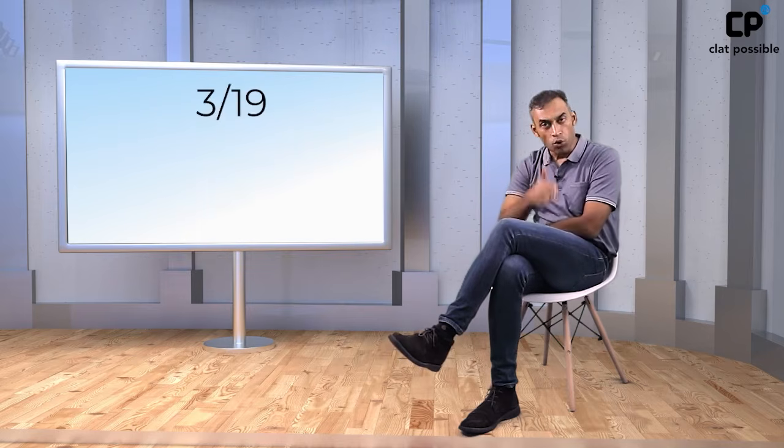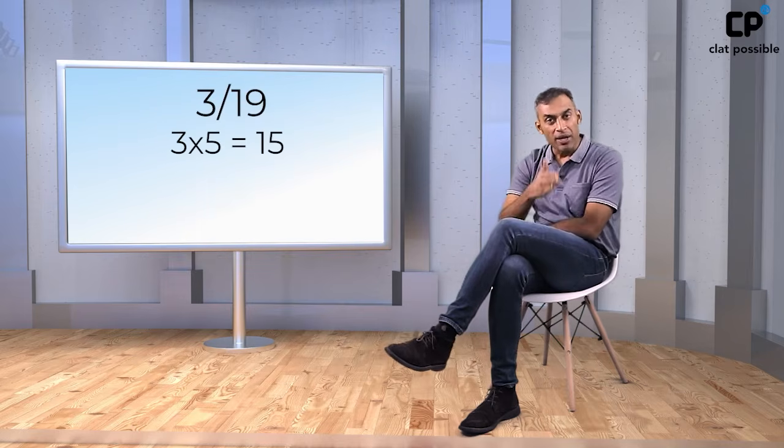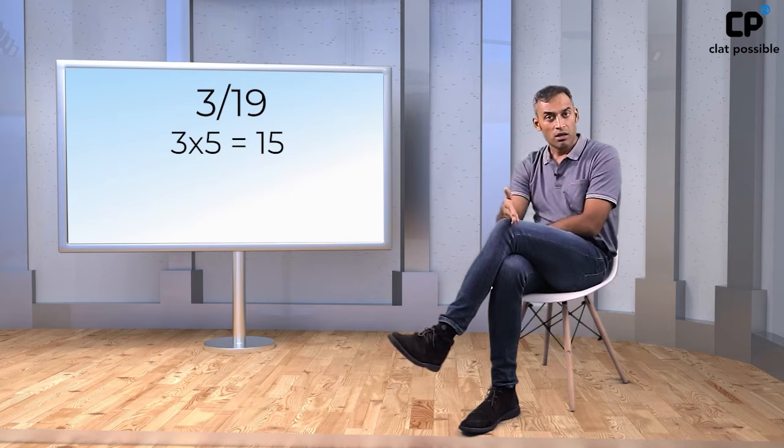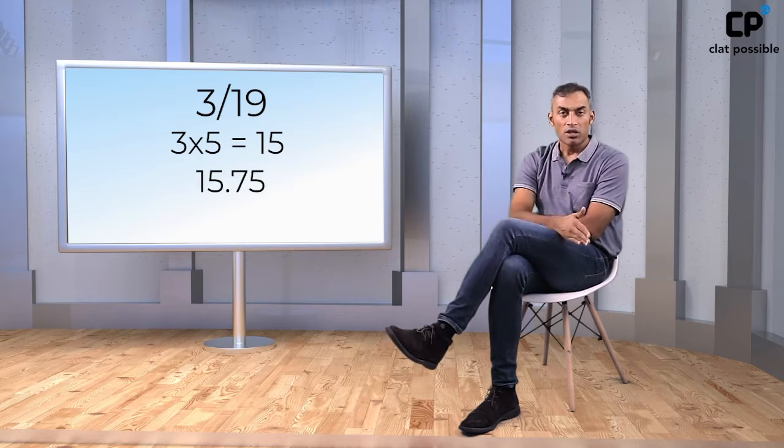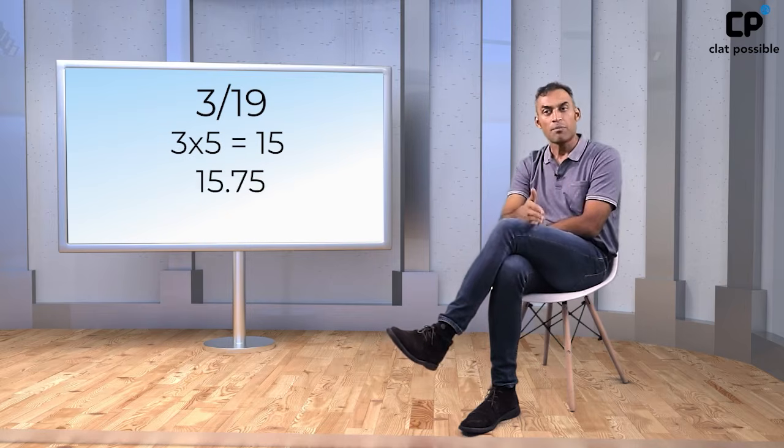Similarly, if you have a 3 upon 19, what we do is multiply the numerator by 5. So 3 into 5 is 15. Half of 15 is 7.5. We do 1 decimal shift and that becomes 0.75. Therefore, this number will become 15.75. Right? It's just easy to remember.